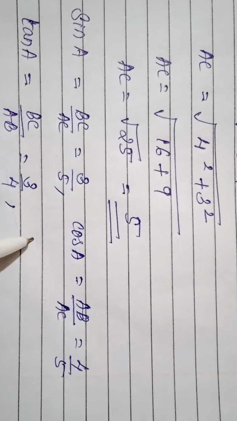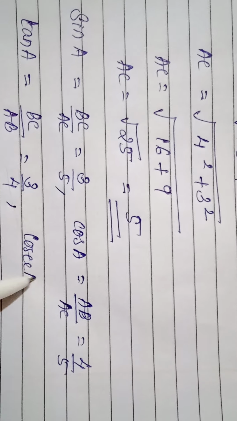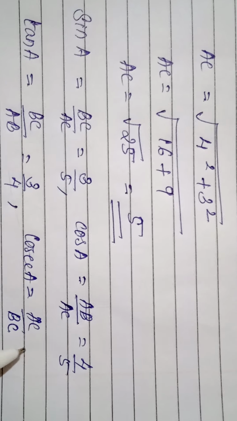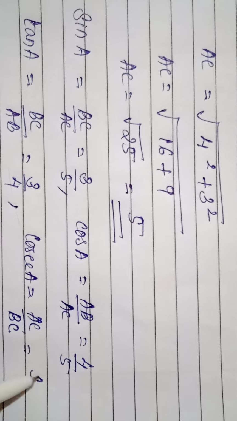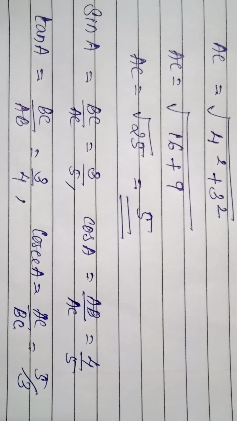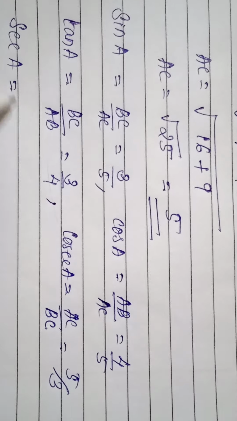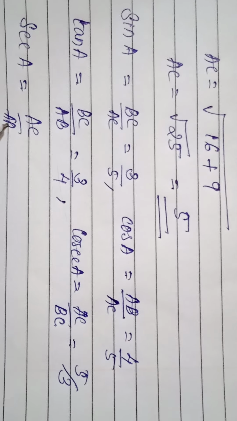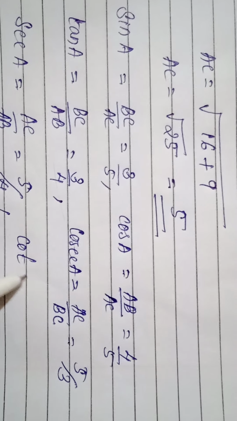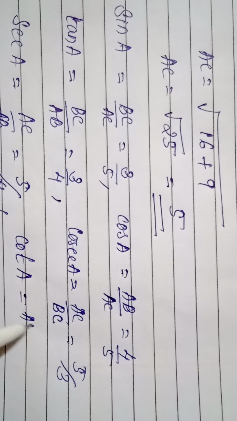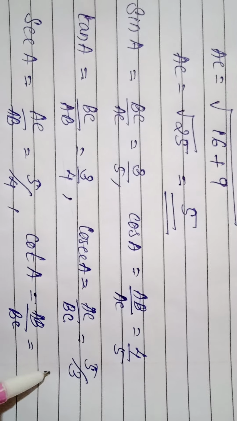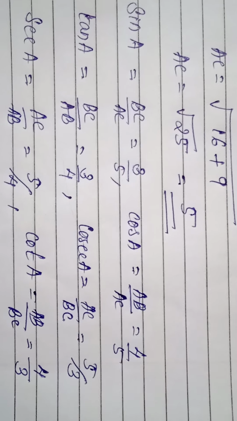Then it will come cosec A. Cosec A equals AC by BC, that means hypotenuse by perpendicular. This is 5 by 3. Then sec A. Sec A is equal to AC by AB, that is 5 by 4. Then the last one is cot A equals AB by BC. AB means base, BC means perpendicular. It will be 4 by 3.